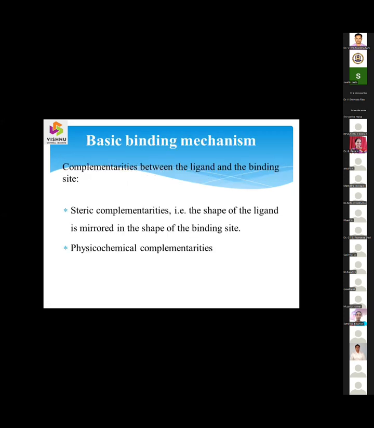So, the basic binding mechanism. In this basic binding mechanism, there are complementarities between the ligand and the binding site. The steric complementarity is that the shape of the ligand is mirrored in the shape of the binding site. And we have to identify the physical and chemical complementarities also.